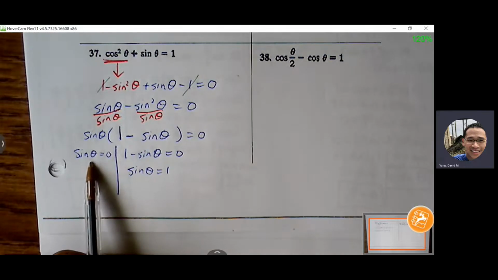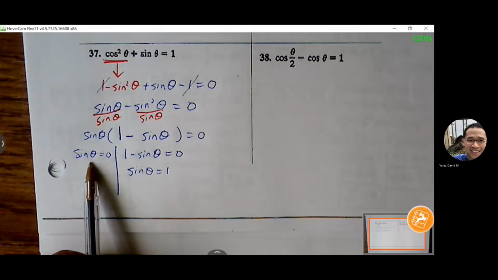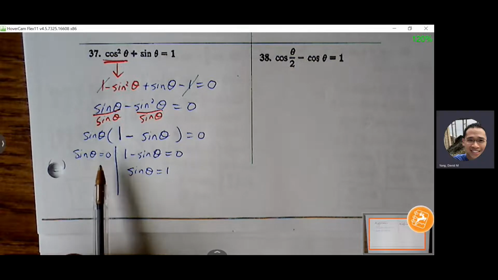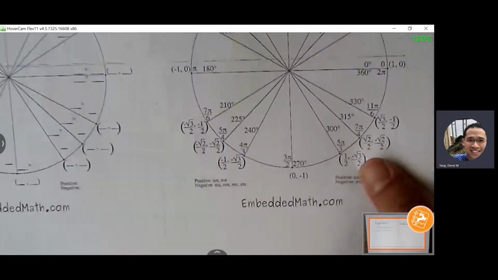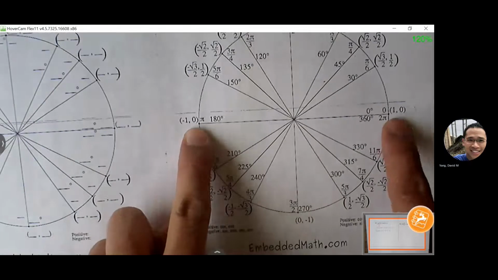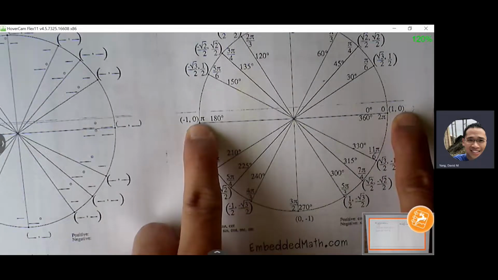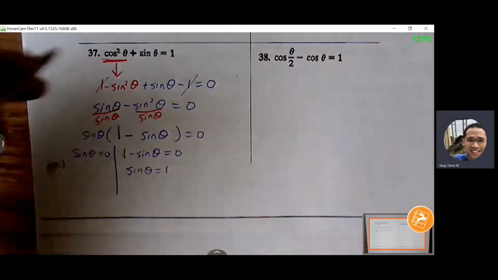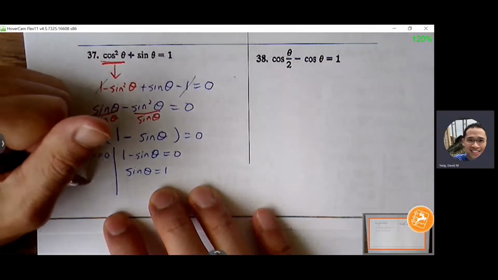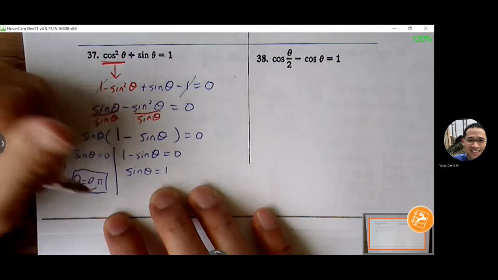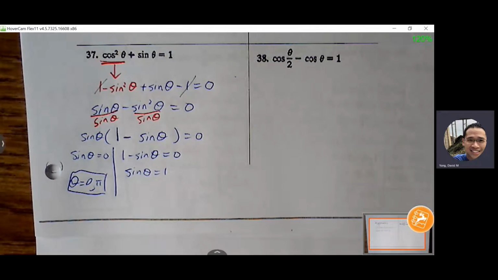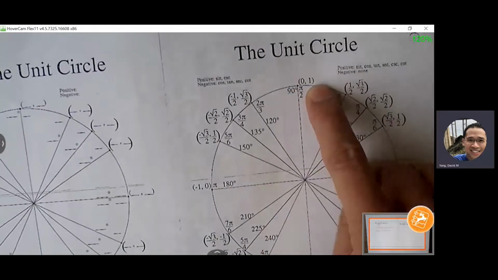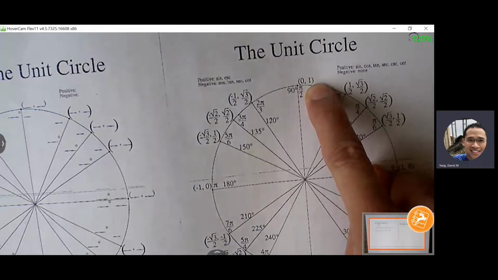Okay, so where's sine equal to 0? Sine is the y value, right? 0 and pi. Okay, where's sine equal to 1? Y value.